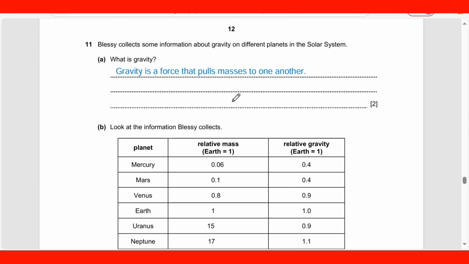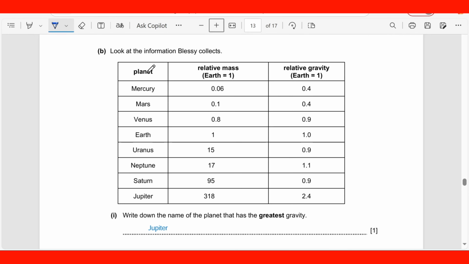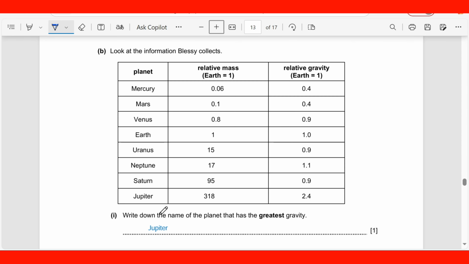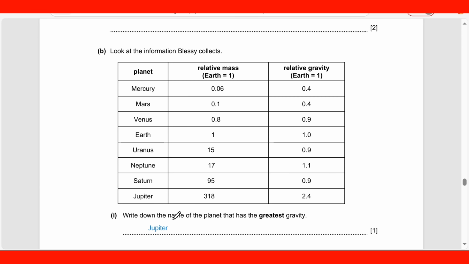Alright, let's move on. Now we are in 11b. Look at the information. Blessy collects the planet, and then relative mass, and then relative gravity here. Write down the name of the planet that has the greatest gravity. For the greatest gravity, we just see from here that the highest one is Jupiter. This is a bonus question. Next, move on.